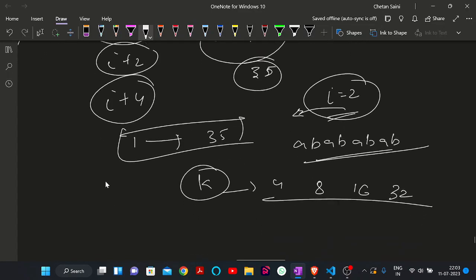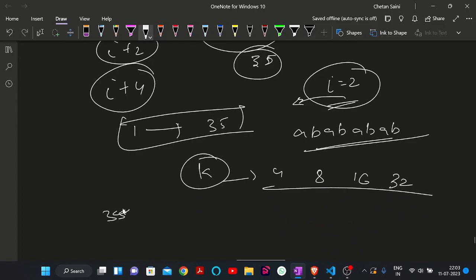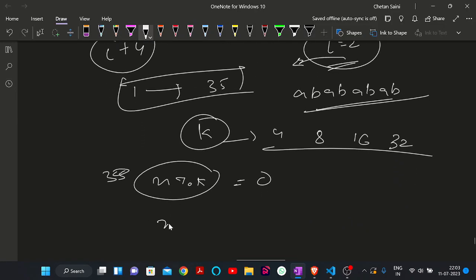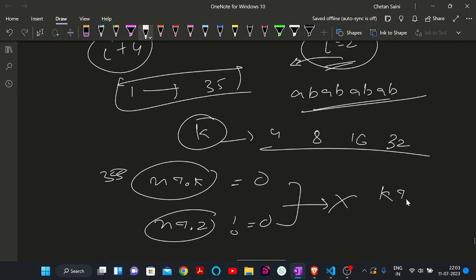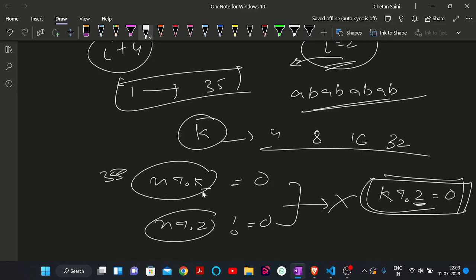But is it possible that somewhere for 35, n percent k is equal to 0, but n percent 2 is not equal to 0? This cannot be possible. Why? Because k percent 2 is equal to 0. If k is a multiple of 2, then obviously n modulo k will not be equal to 0. Why? Because n modulo 2 is not equal to 0.